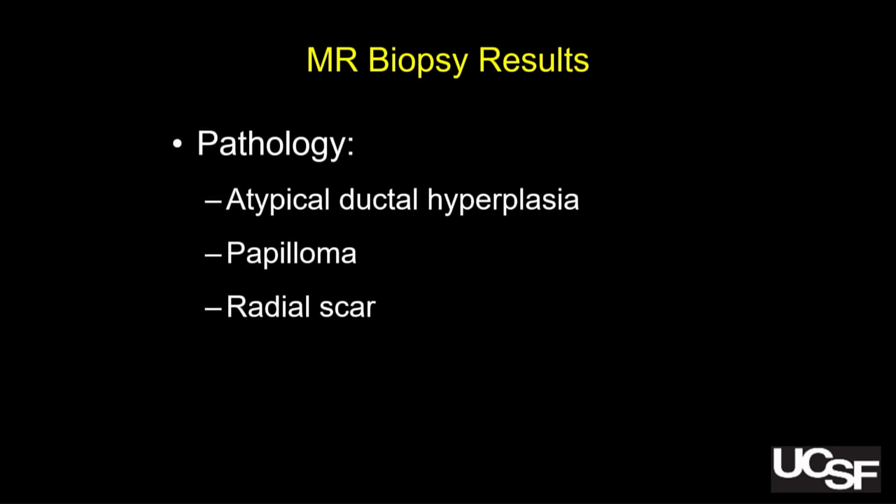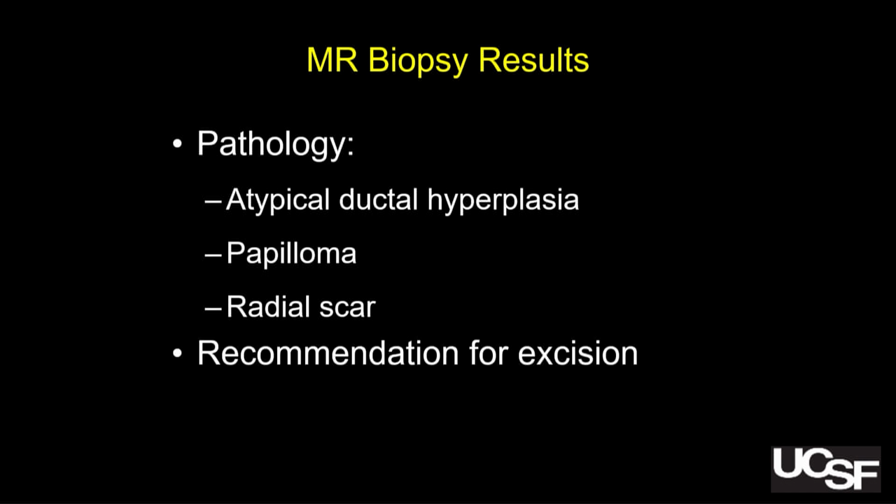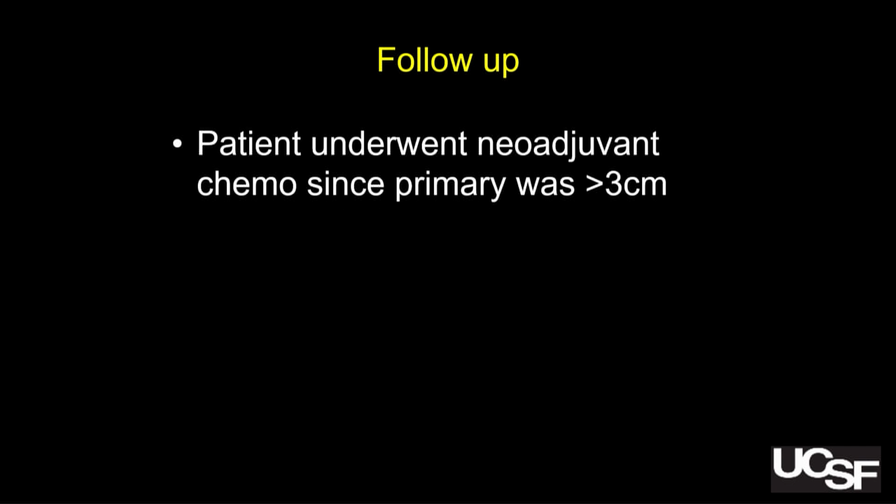So MR biopsy, of course, I got atypical ductal hyperplasia, papilloma, and a radial scar. So the whole rat's nest of atypical lesions. So recommended excisional biopsy. I figured the patient's going to surgery anyway because we know there's a left invasive lobular, and I can localize that clip and it can be excised and then we'll have more tissue and then we'll know. So what I didn't bank on was neoadjuvant chemo because the primary was greater than 3 centimeters.